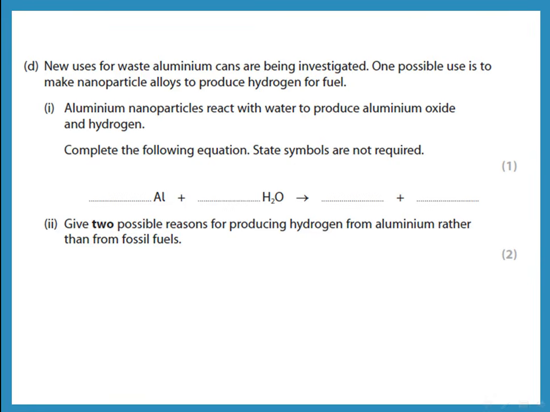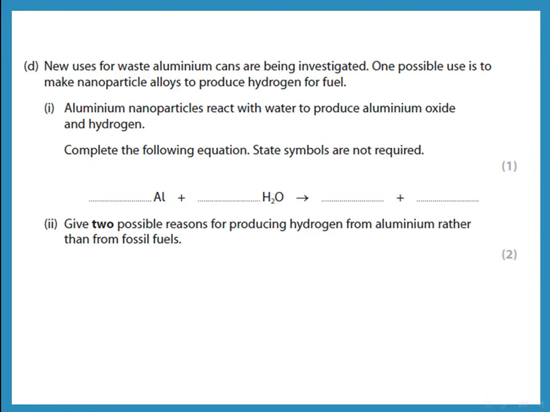Okay. Here he's saying uses for waste aluminium cans are being investigated. He says aluminium nanoparticles react with water to produce aluminium oxide and hydrogen. Complete the following equation; state symbols are not required. So you should realize that, first of all, aluminium reacts with water to produce what? Aluminium oxide and hydrogen.